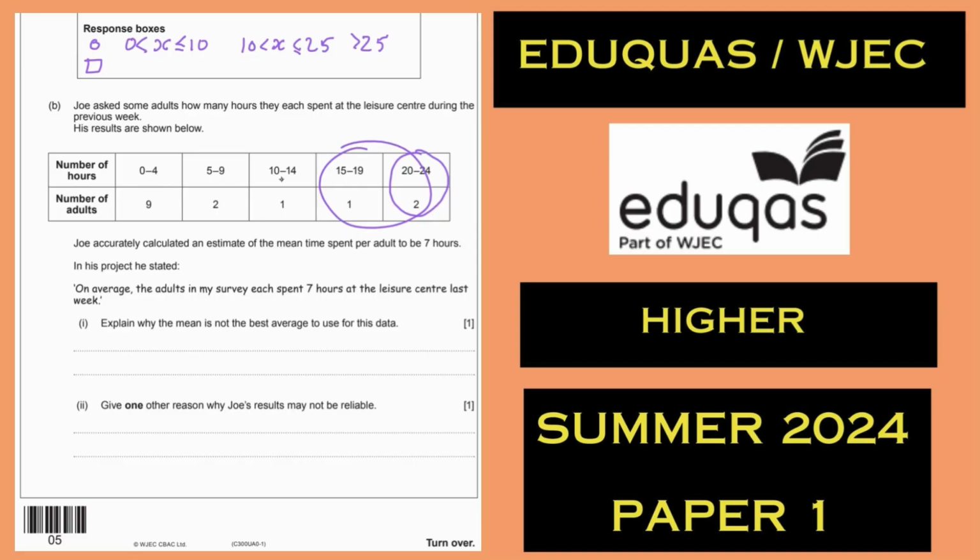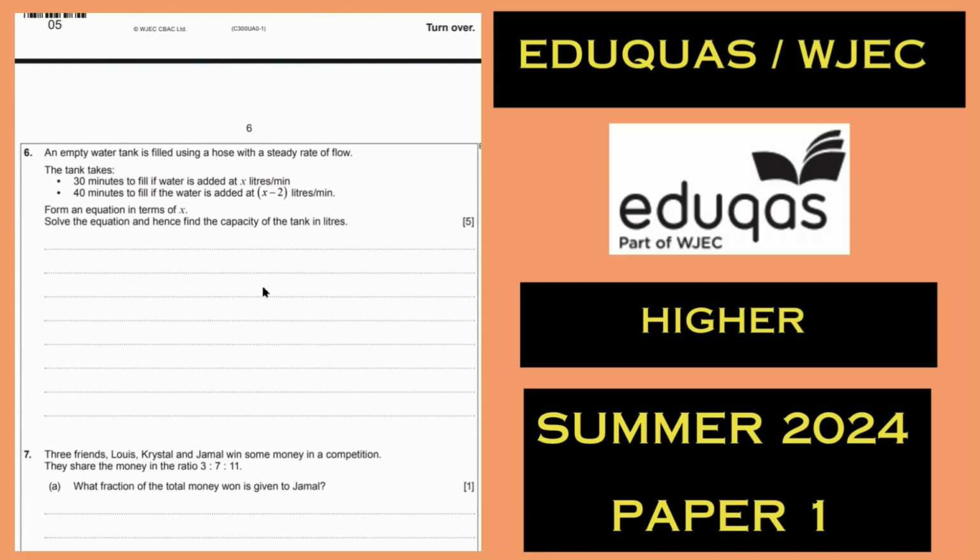Give one other reason why Joe's results may not be reliable. He's only sampled 15 people. Also, some adults, not picked anyone of any particular age, but I would just stick with 15. It's quite a small number. You could criticise how he sampled them, but it doesn't really give much detail. Doesn't say he stood outside the leisure centre, which would give you a bias. So yeah, I would stick with a small sample for 15.